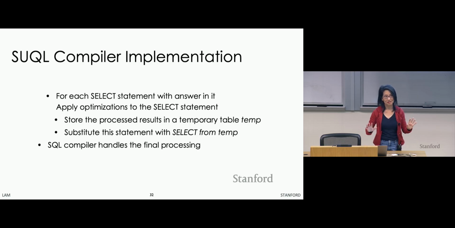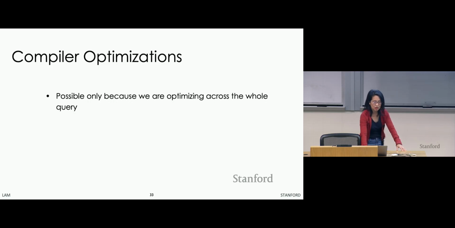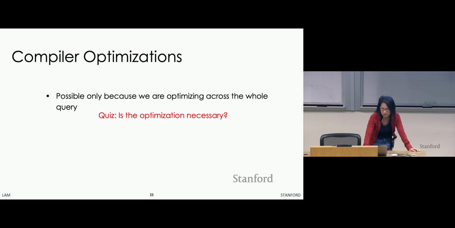Okay? Get it? So these optimizations are possible only because we are optimizing across the whole query. I don't just jump on the first subquery and work on it. I look at the whole query, the full semantics, and I pick the ones that I have to do. This is classic. In a sense, it is a version of the classic database query optimizations. People have done a lot of work in this area, and this is why we get to take advantage of it. Is the optimization necessary?